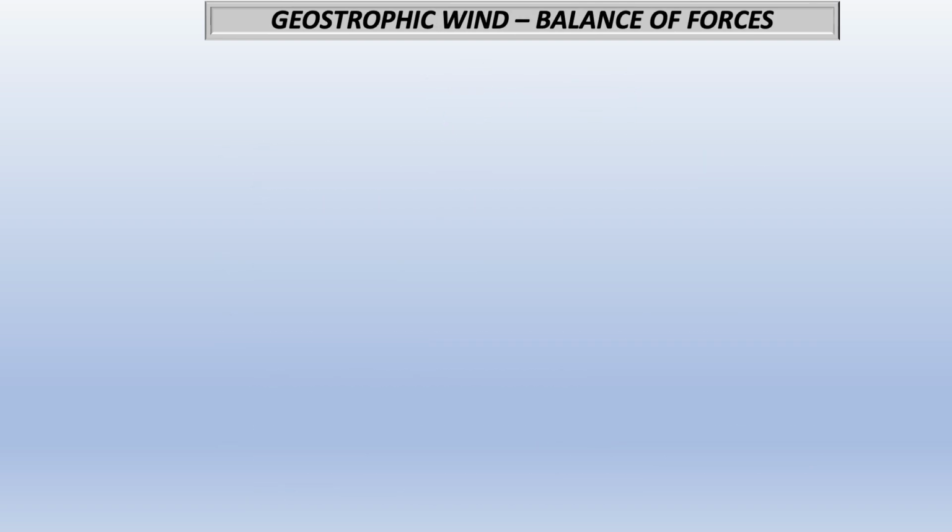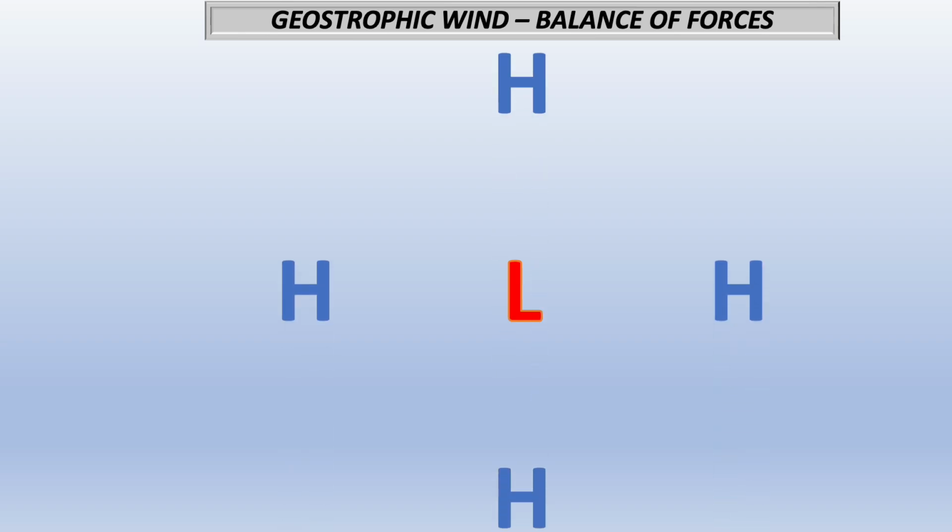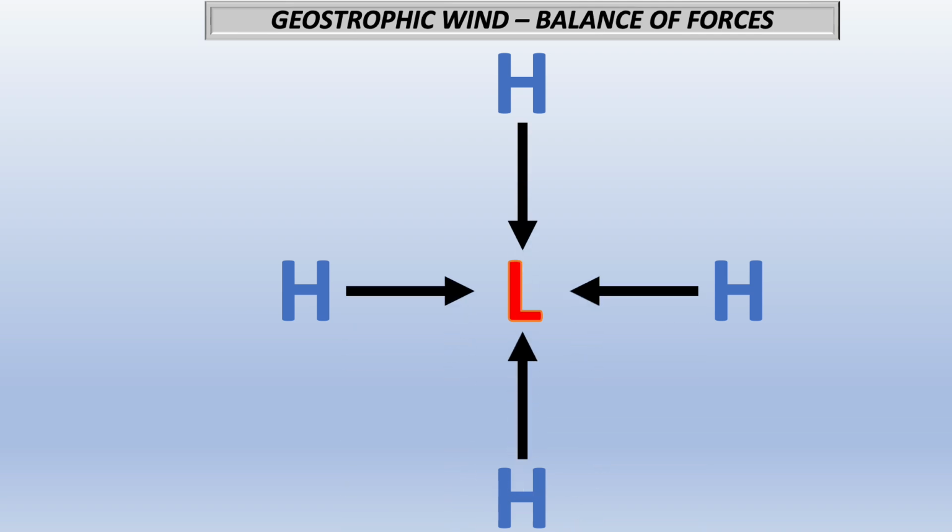Okay, so the geostrophic wind is defined as a balance of 2 forces, the pressure gradient force and the Coriolis force. So let's start off with our trusty little area of low pressure here, and we're going to surround it by areas of high pressure, north, west, south, and east, okay? And remember we said that the pressure gradient force is always directed from high to low pressure. So initially, the air begins to collapse in toward the low.